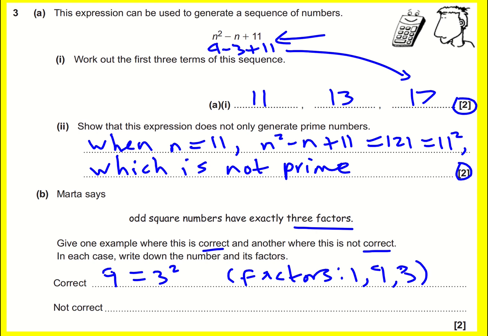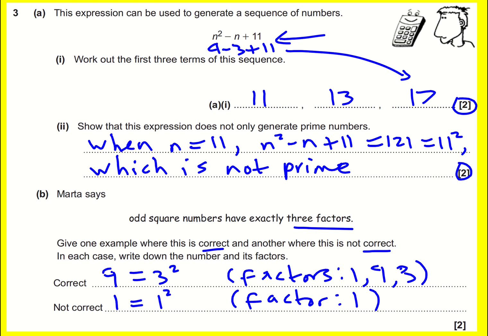Not correct. Well, one that jumps out to me is just 1. 1 equals 1 squared. That just has a factor of 1. I think something like 8 squared. Actually, that's going to be quite a large one. Maybe 9 squared is a good one.